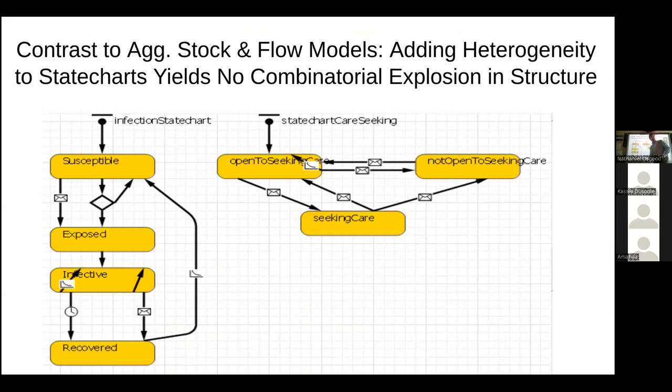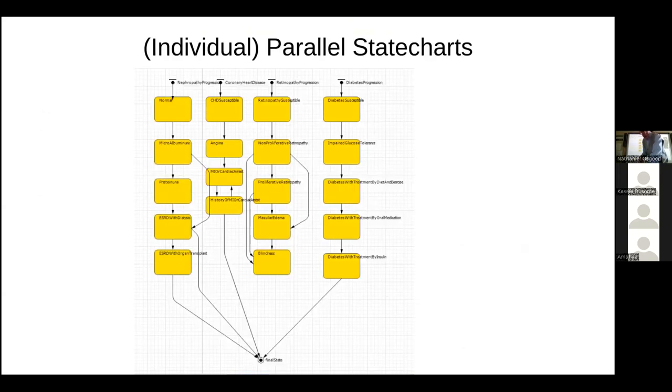We don't get this explosion of different possibilities. We just layer in these possibilities. And it lends itself to capturing many conditions, just like we can capture aspects of individual heterogeneity with respect to static attributes in a very nimble, straightforward, surgical way. It's very localized change.